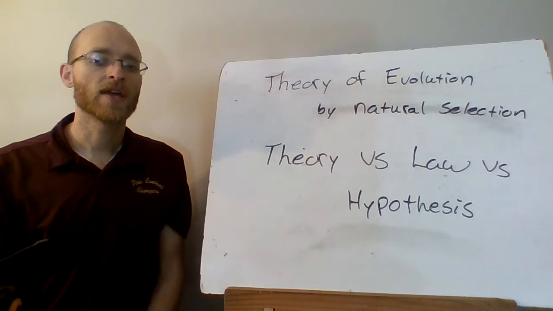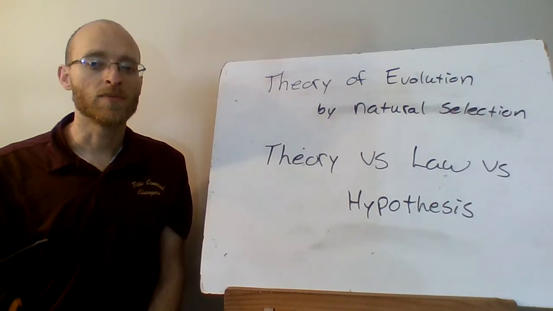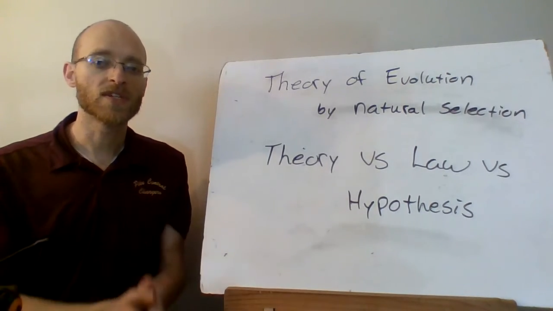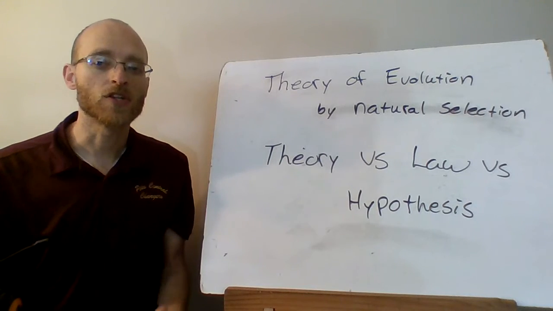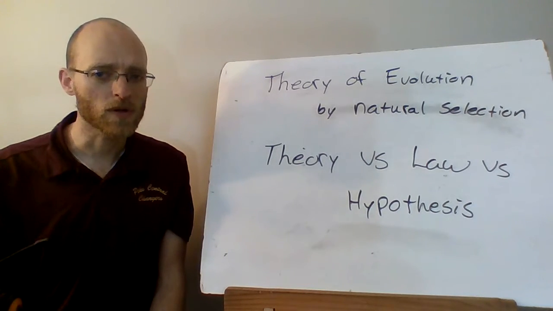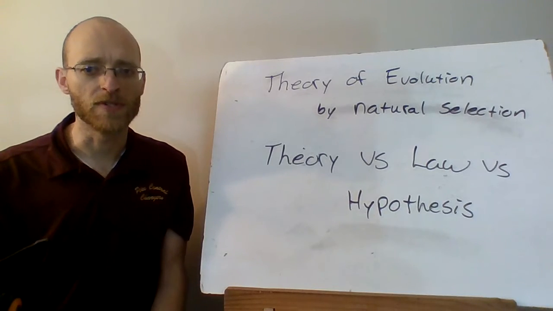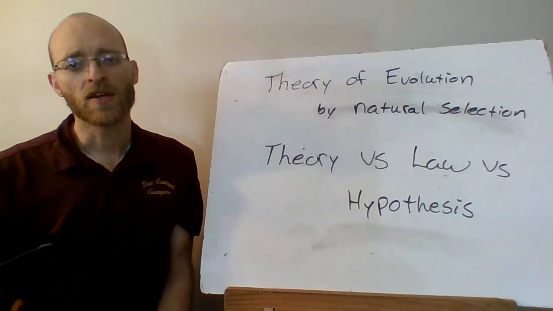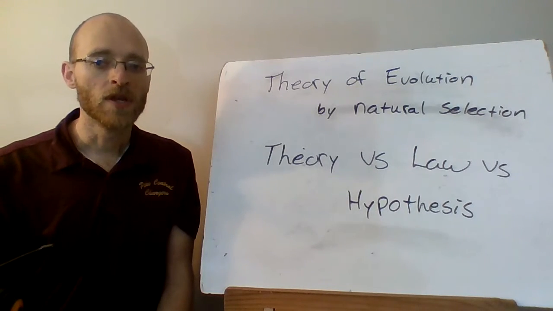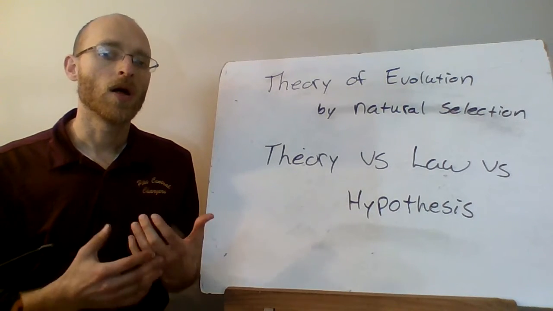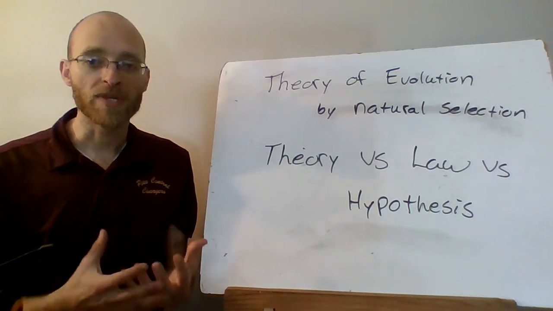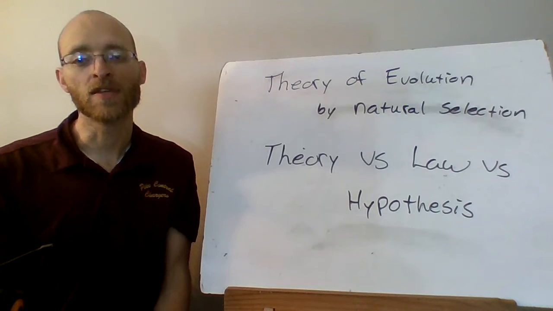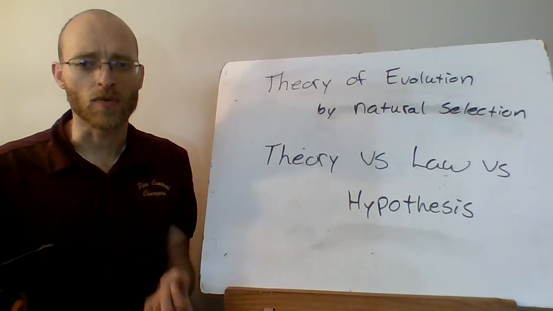A law, on the other hand, is going to be an observation. It's going to be something we observe to be true. We see it to be true. We don't necessarily know why it's true or how it works, but we observe it to be true. And so my favorite example for that comes from physics. It's the law of gravity. We know how gravity behaves. We have equations that explain how strong the force of gravity is, but we don't know why there is gravity.